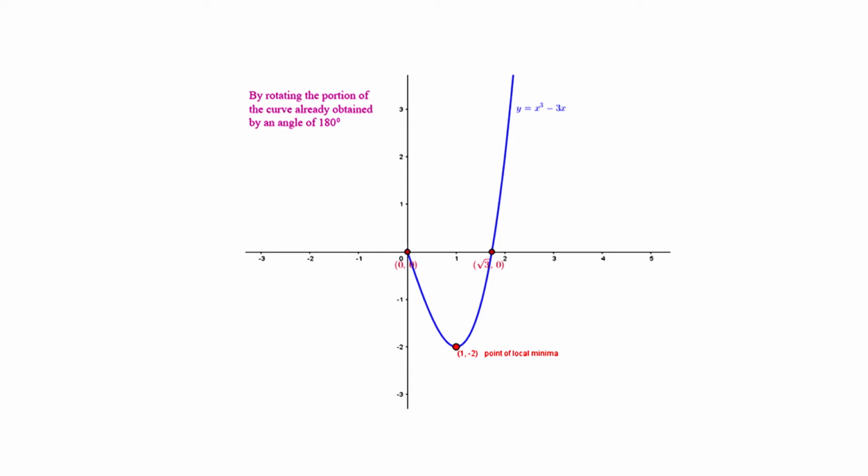We have completed sketching to the right side of y axis. We can complete our work by just taking a reflection about the origin. This could be done in two ways, either by rotating the portion of the curve already obtained by an angle of 180 degrees, or by taking two reflections, first about y axis followed by a reflection about x axis.